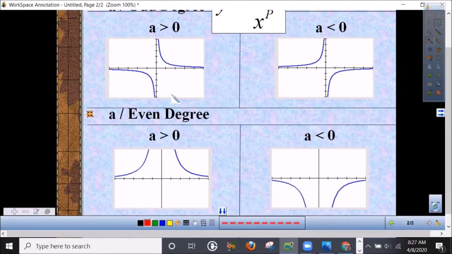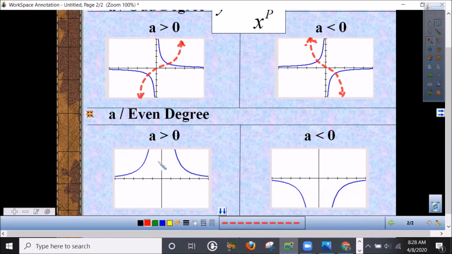Now, if you're looking for a way to remember which quadrants these branches are in and what these graphs look like, I'll remind you that for an odd degree polynomial function, what we saw was a swoosh that came up from the third quadrant and went up into the first quadrant when a was positive. When a was negative, we saw a swoosh that started in the second quadrant, came down through the origin, and went down through the fourth quadrant. So if you can remember what polynomials do, it will give you a hint as to which quadrants the branches of your hyperbola should be in.